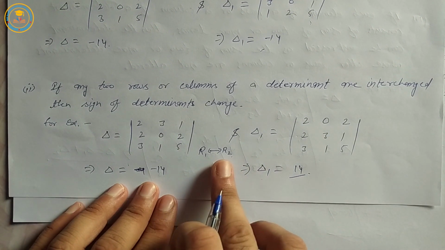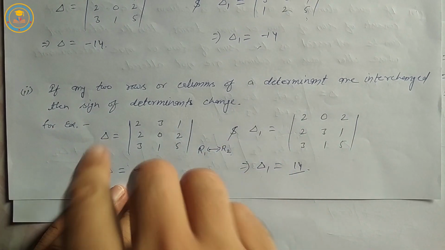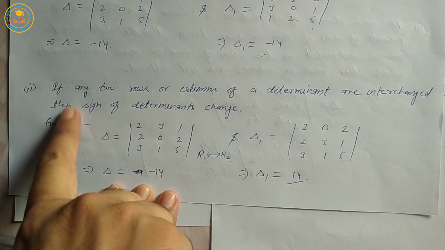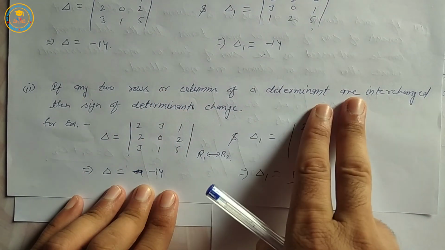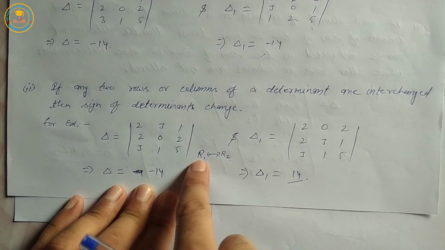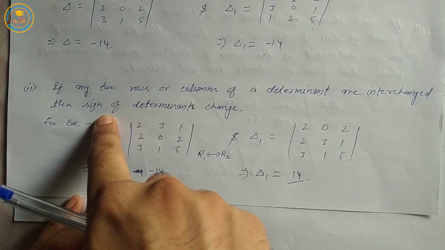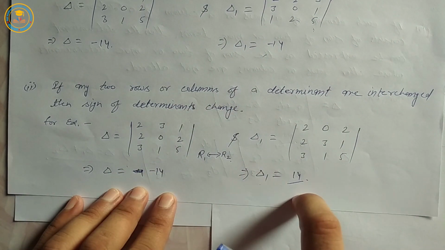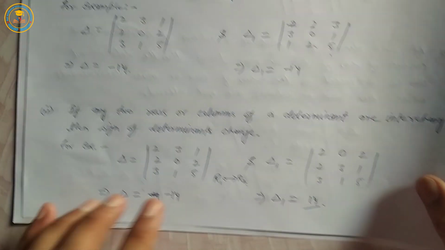When R1 interchanges with R2, it means R1 operation R2. Property second: if any two rows or columns of a determinant are interchanged, then the sign of the determinant changes. Del equal to minus 14 and del 1 is equal to plus 40. Okay, next property.